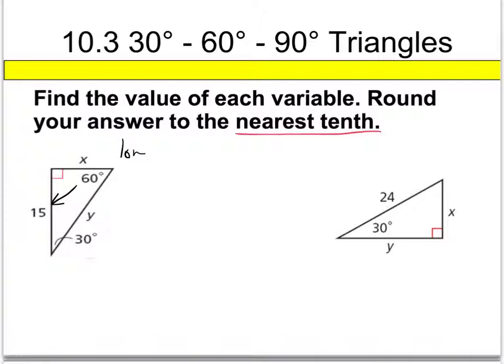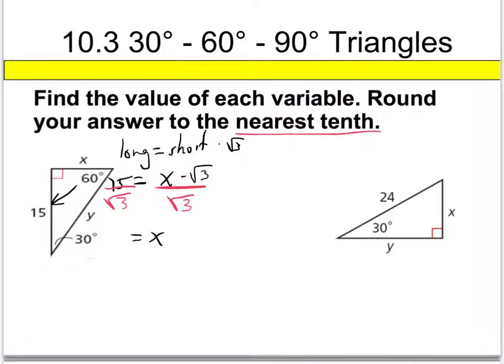Long is equal to short times the square root of 3. Well, we know the length of our long leg is 15, so 15 equals x times the square root of 3. We're doing the exact same steps as we have done before. Well, we have multiplication there, which means we need to divide by the square root of 3. Do not get scared about having that square root on the bottom because we're finding the nearest tenth. So when you divide 15 by the square root of 3, x is going to be approximately 8.7.